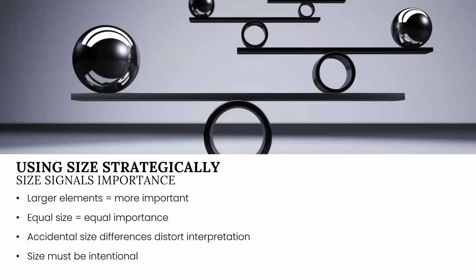Size communicates importance. Humans naturally associate larger elements with greater significance. This association is automatic and deeply integrated. Size therefore acts as a powerful hierarchical signal. Equal importance should be represented with equal size. Unequal size implies unequal value. If one element is visually dominant, it will be perceived as conceptually dominant, regardless of the intent.